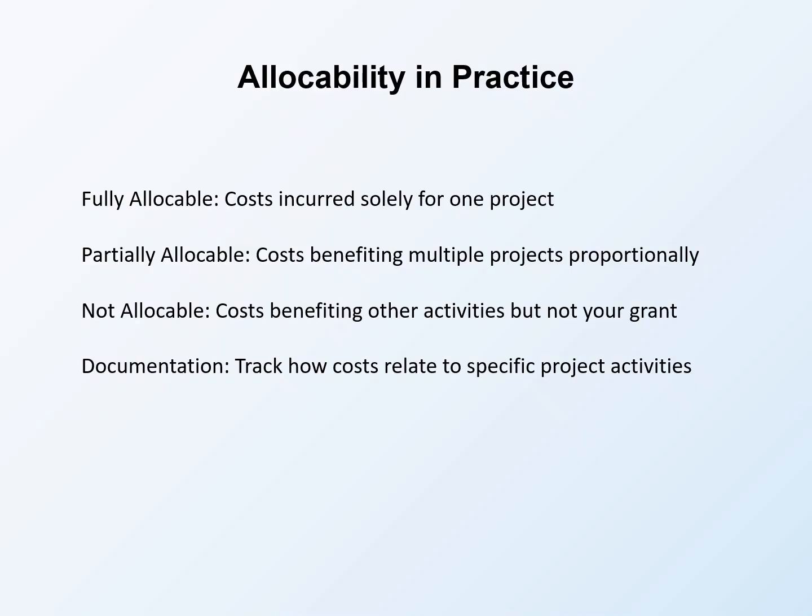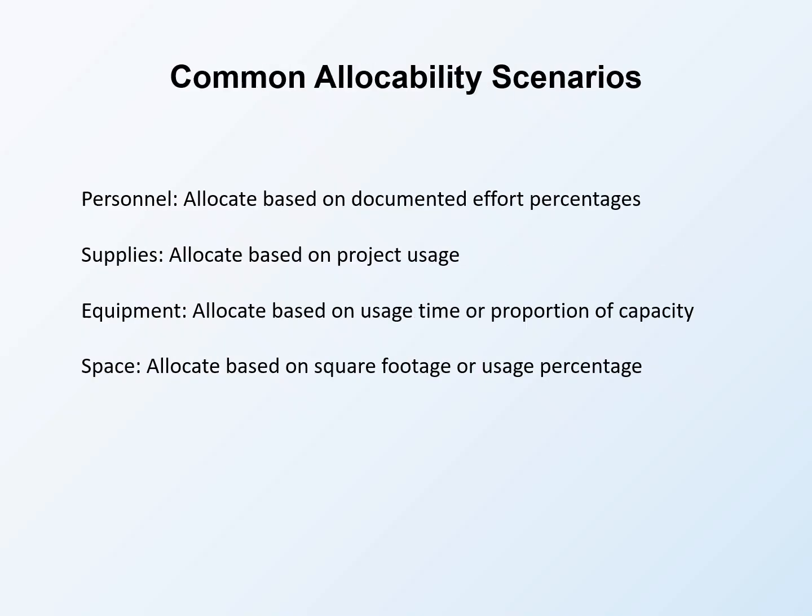Documentation supports allocability determinations. Track how costs relate to specific project activities. For shared costs, document the basis for allocation. Time records, usage logs, and contemporaneous notes all help demonstrate that allocations were reasonable and reflect actual benefit to each activity. Certain types of costs regularly require allocation decisions. Understanding standard approaches for common scenarios helps you handle these situations consistently.